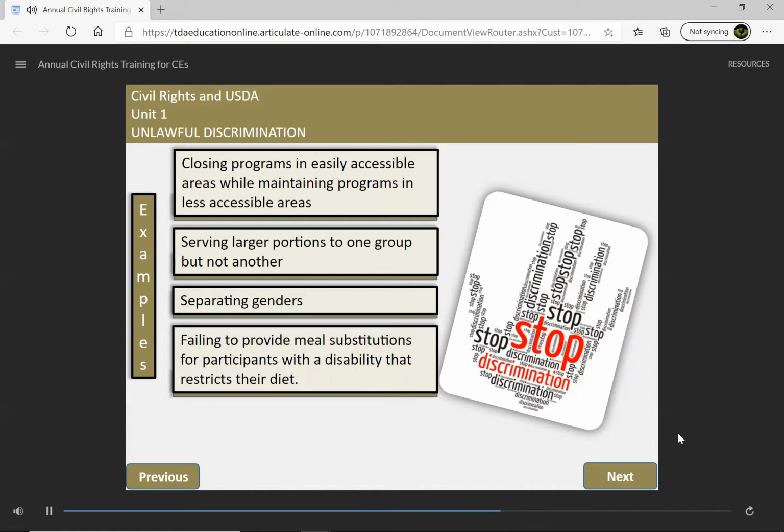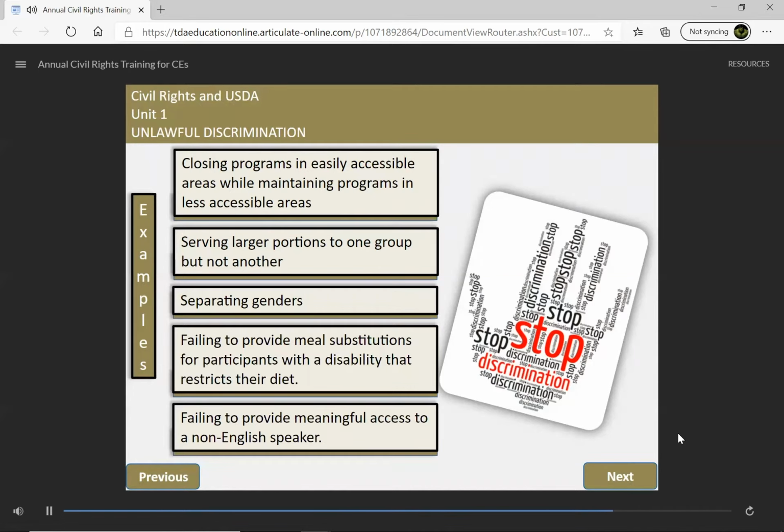Failing to provide meal substitutions for participants with a disability that restricts their diet. Please see your program handbook to determine if this example applies to you and for additional information about providing meals to persons with special needs. Failing to provide meaningful access to a non-English speaker. For example, not providing program information in a language specific to the population of the service area, for example Spanish or Vietnamese.